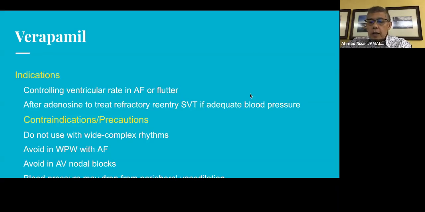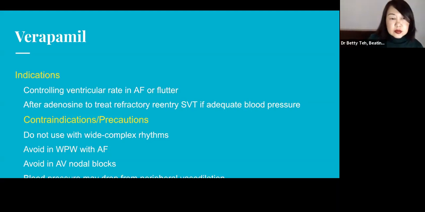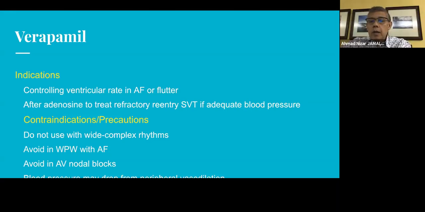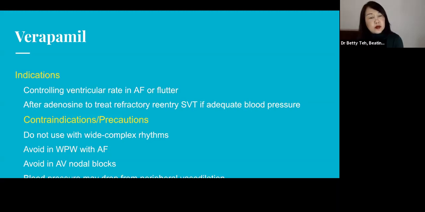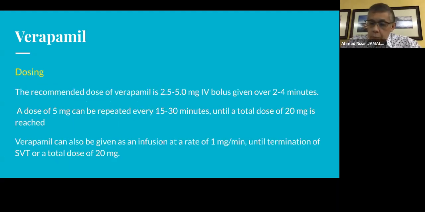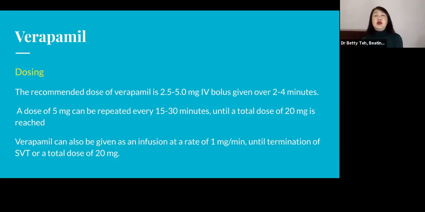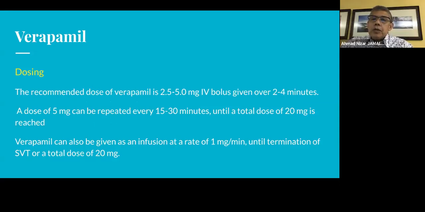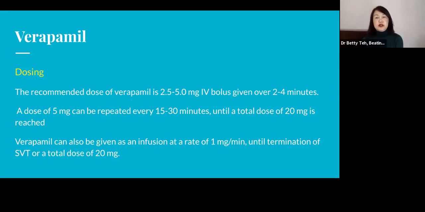You also want to avoid it in AV nodal blocks. So in patients presenting with AV blocks, you don't want to be using it. And you have to be aware that it lowers blood pressure by causing peripheral vasodilatation. Also in patients with heart failure, let's say a patient you know has very poor LV function who comes with SVT, you would want to think twice about using verapamil, especially if the BP is low. So that's also a problem there. When your blood pressure is low, you should categorize them as unstable, and in that situation, cardioversion is a better therapy, which we will discuss later.